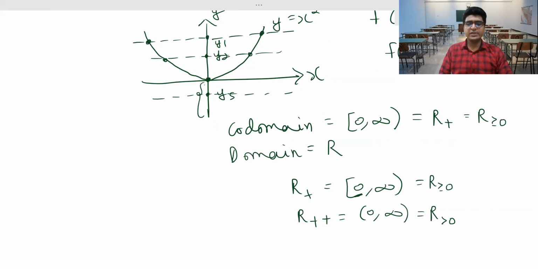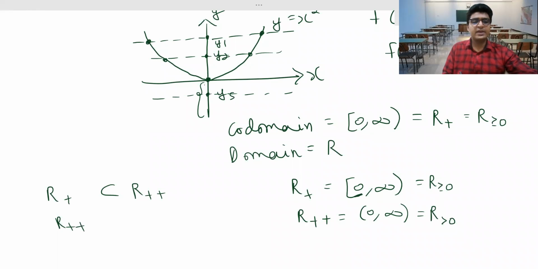Okay, so we'll be using these symbols. In some books, these symbols can be different, but we'll be using these symbols. Now my question to you is whether R plus is a subset of R plus plus, or whether R plus plus is a subset of R plus, or whether they are equal. Which one out of these three is true and which one is false? That's my question to you.